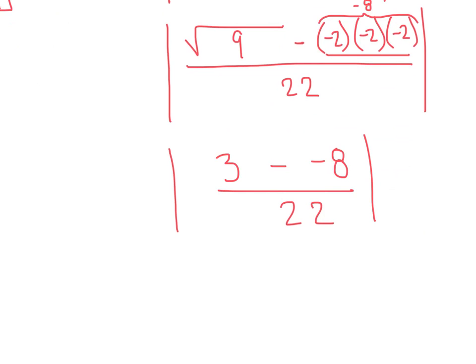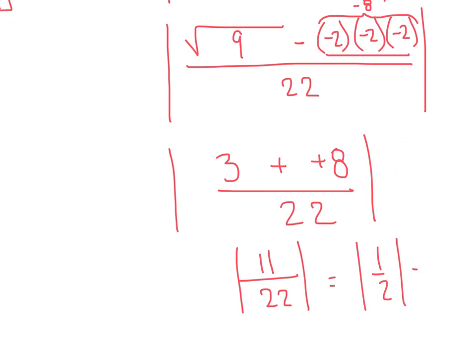And then I call this a double barrel negative. So whenever we have two consecutive negatives, they simply turn into plus signs. So I've got 11 over 22 with the absolute values attached. I'm going to simplify 11 divided by 22. That turns out to be 1/2, and the absolute value of 1/2 is simply 1/2.